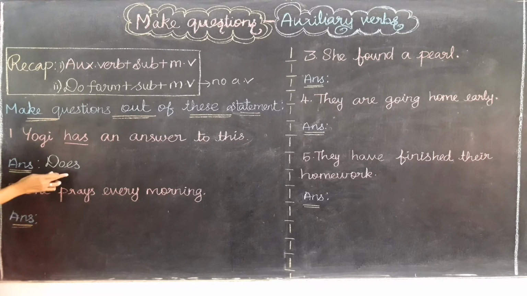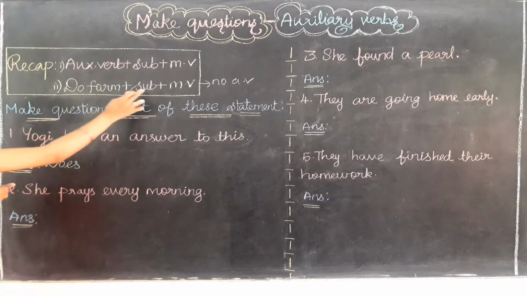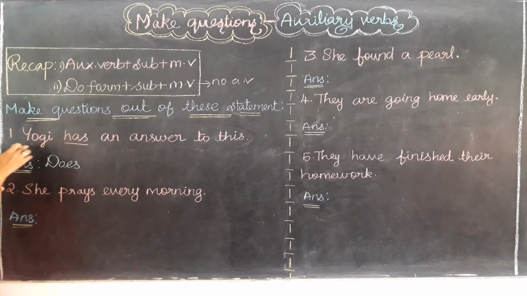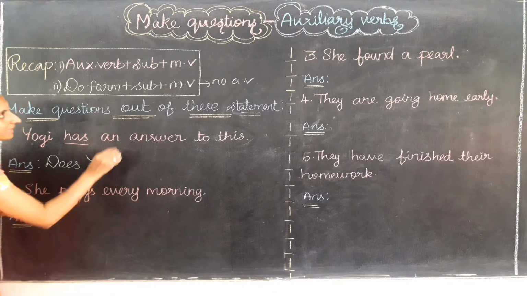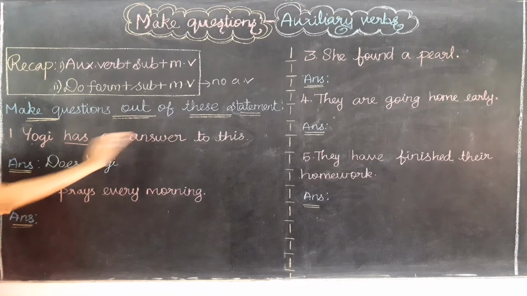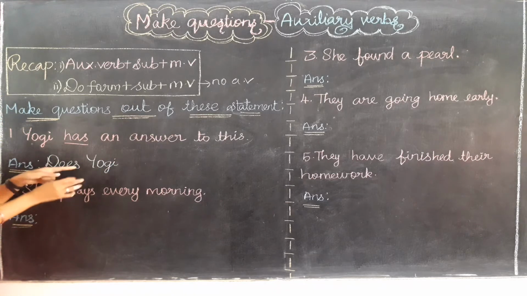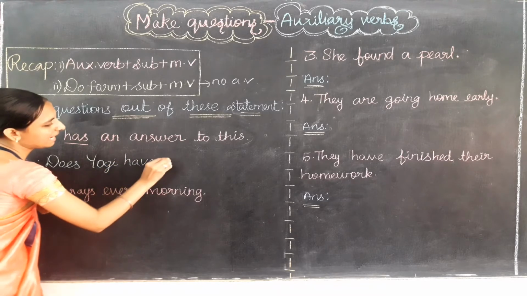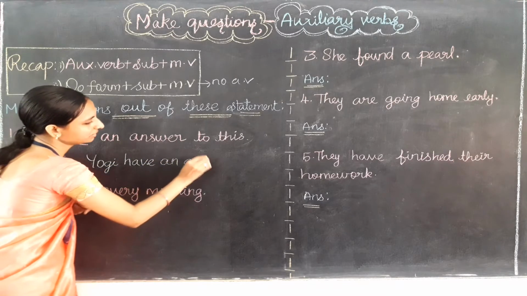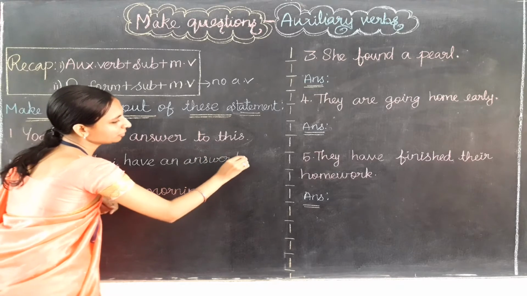After writing the do form, what do I need to write? I need to write the subject. Here the subject is Yogi. Yogi, then the main verb, and then all other things will come as they are. Does Yogi have an answer to this?